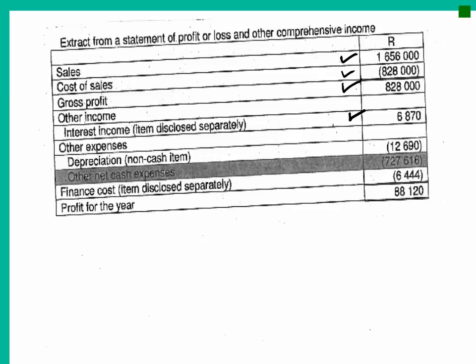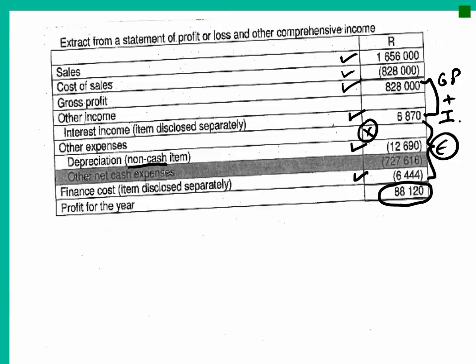Expenses then, we didn't have the total expenses. This amount we didn't know, but we did know how much finance costs were. And we know that depreciation is an expense, but it's not a cash expense. So if we now take the gross profit amount plus this interest income amount, that gives you your total income. And the profit for the year they also gave us. So the difference between the gross profit and the interest and the profit for the year are then your expenses. So you can take the 828,000 plus the 6,870 minus this 88,120, and you will get these expenses. And then you can subtract the finance cost and the depreciation to get this amount of 727,616, which is then the expenses that will be cash expenses.